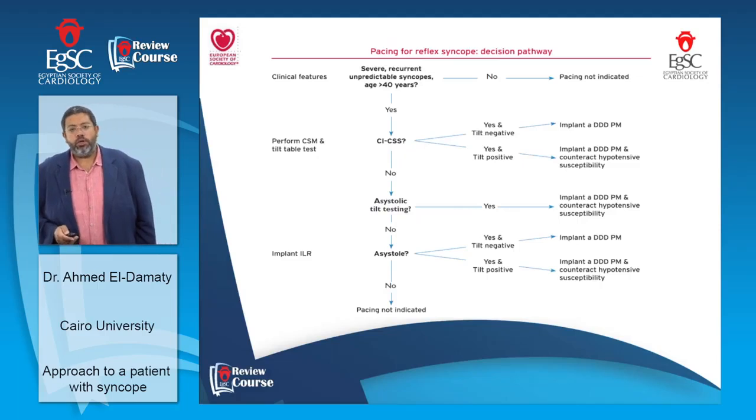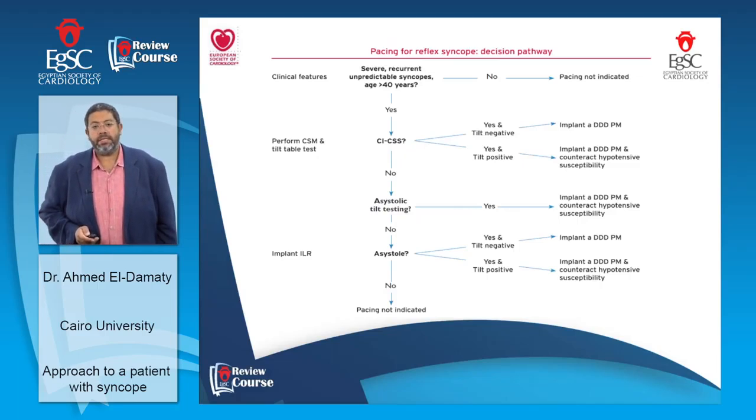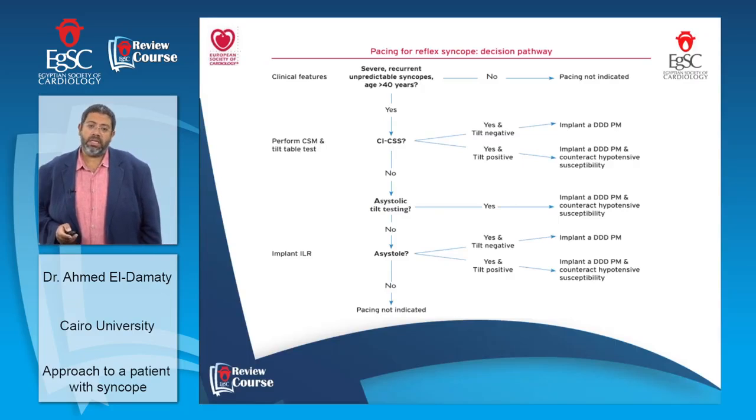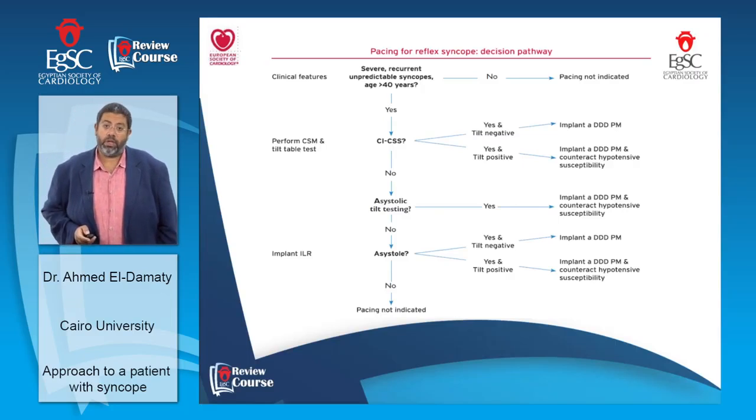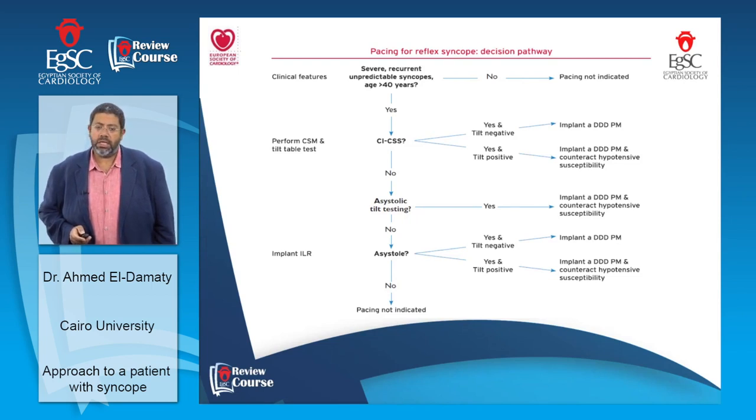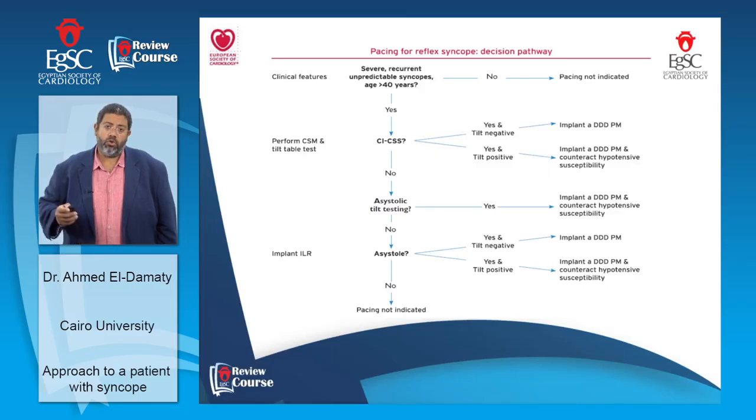In this slide, we are going to go through the algorithm that determines whether your patient will need a dual chamber pacemaker for his reflex syncope or not. The group of patients who need to be considered are patients with severe, recurrent, unpredictable syncope that are above the age of 40. If your patient is not under this category to start with, pacing is not indicated. Refrain from putting pacemakers in younger patients with vasovagal syncope because the symptom might go away with age.